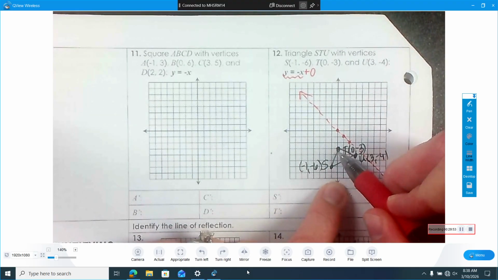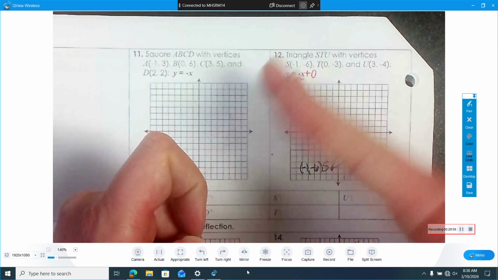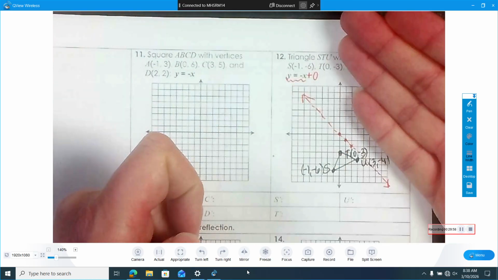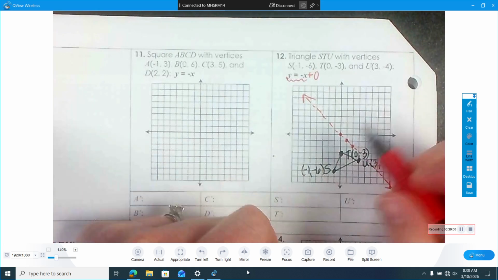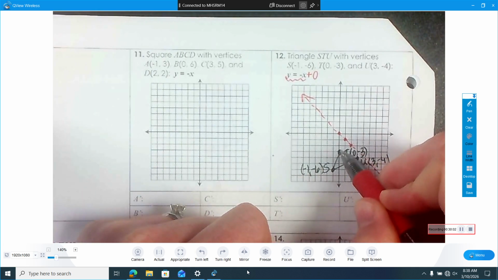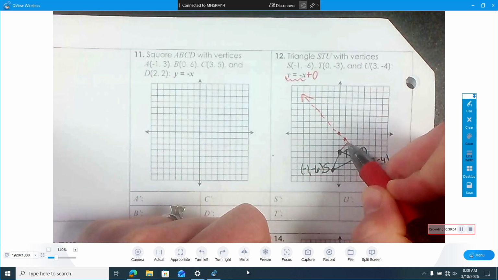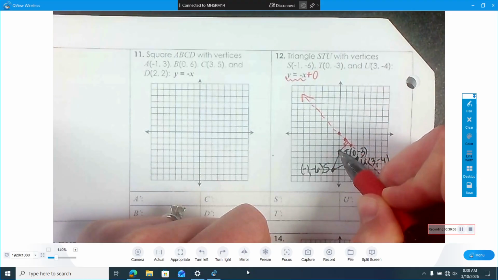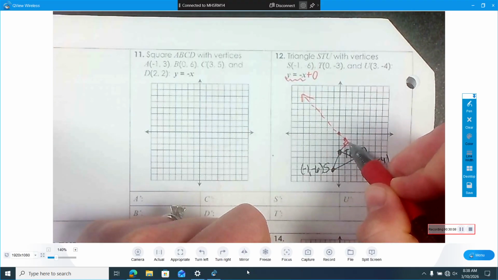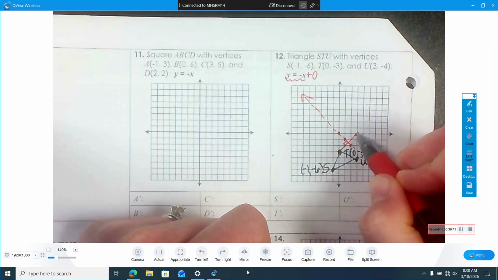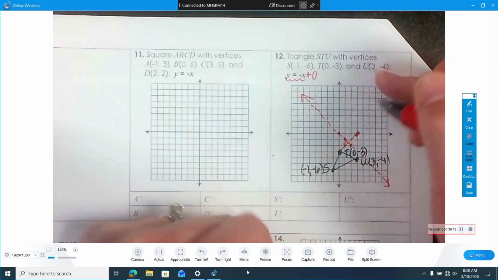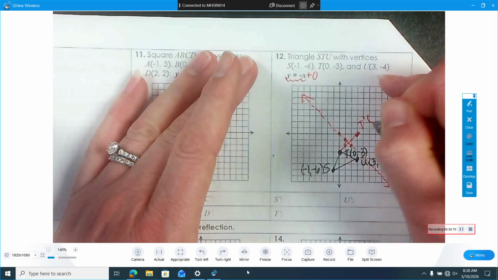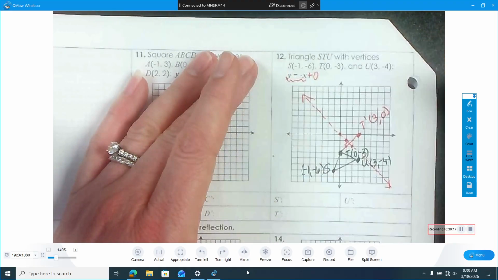I can kind of envision doing this. If I wanted to reflect point T over this slanty line, that red line, then I'm looking at going perpendicular to the line. So I go one diagonal and then a half, and I would do the same thing, a half and then one diagonal away. So I get right here, and it becomes T prime, and that is the point 3, 0.